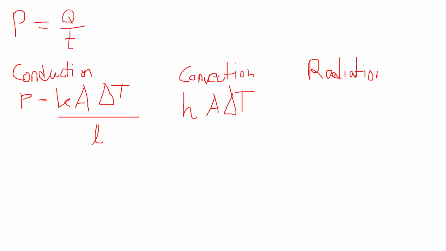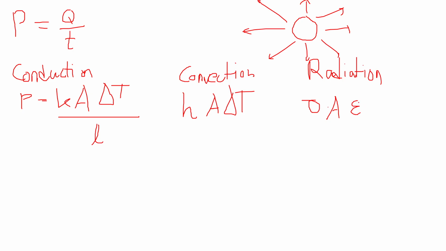And for radiation, it is equal to sigma times A, which is the surface area. Radiation is usually from something like a ball that is radiating stuff. You might be thinking, a ball radiating stuff? The sun. Yeah, the sun is radiating light rays to us. That's why we feel hot when we're outside and the sun is very bright. We're experiencing radiation from the sun.